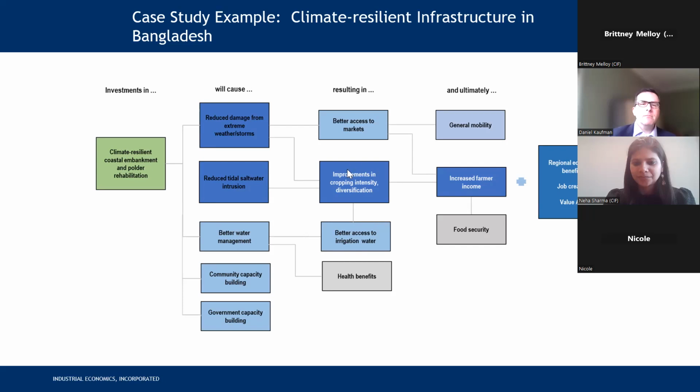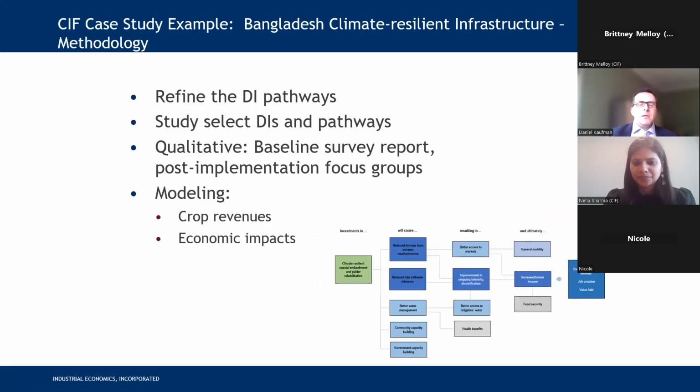Next slide, please. And so this slide summarizes the methods and results from the development impact evaluation case study. So first, we refined the development impact pathway which we had initially developed from the secondary information review to reflect the specific context and details of the case study. We then identified select development impacts and pathways to focus on, both quantitatively and qualitatively. And we drew on a variety of data sources. The government maintained really rich information, including a baseline survey report and post-implementation focus groups with farmers, which were really invaluable for our case study. We also conducted original modeling analysis to look both at crop revenues as well as economic impacts.